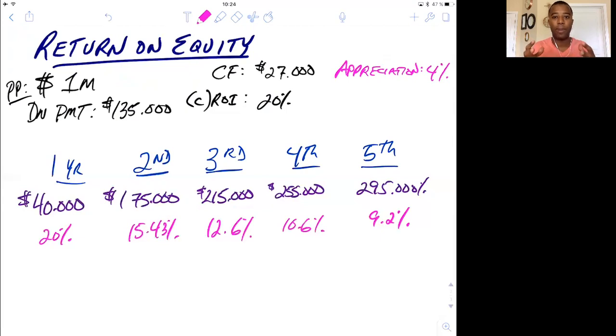But what I wanted to demonstrate by showing you what is return on equity is that if you are receiving the same net cash flow, you need to make sure that your money is working harder for you. Because at the beginning, the first year, when we looked at return on investment, it was at 20%. And at the end of the fifth year, it's less than half of that. So the return on equity, or the ROE, is one of the most important metrics to really watch in terms of making sure that your capital, your equity, is working as hard as it possibly can for you.